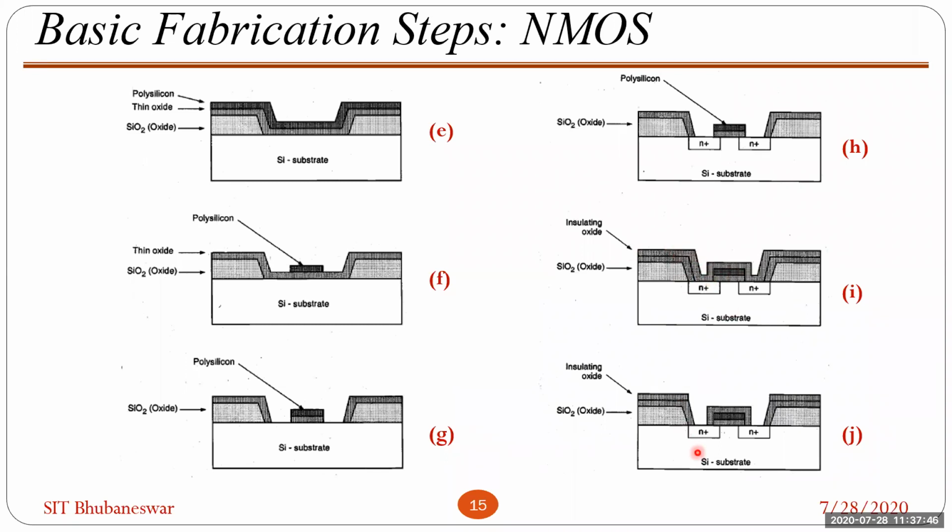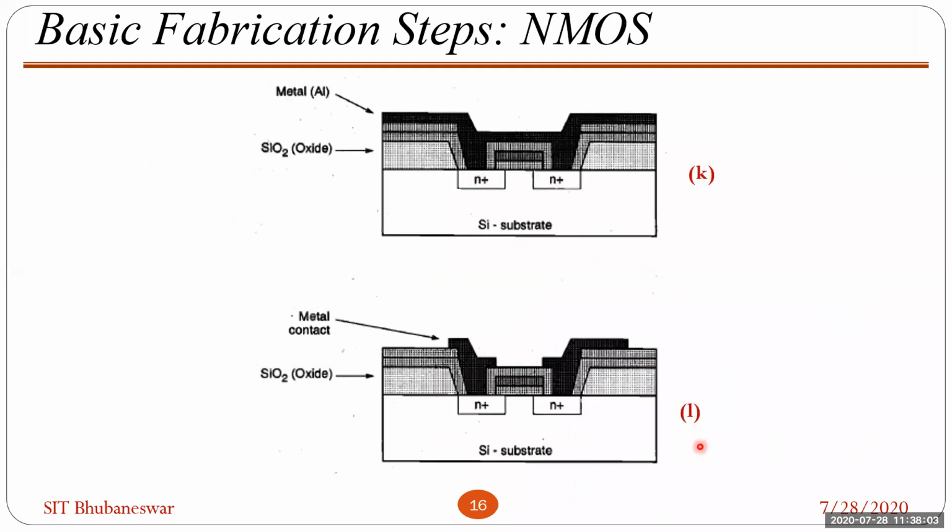So what we will do, again we will put some mask, give some UV lights, then we will etch. So now this part is free. This part is free. So now what we will do, we will put some metal. So in the next step, see, this is the metallization process.